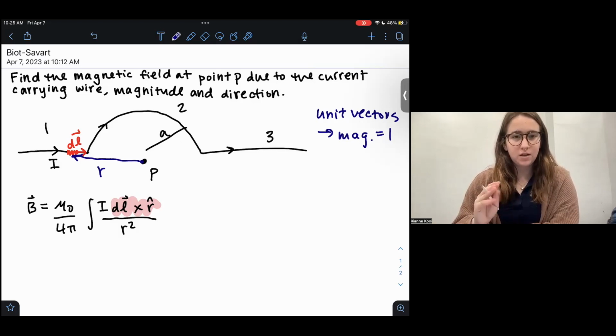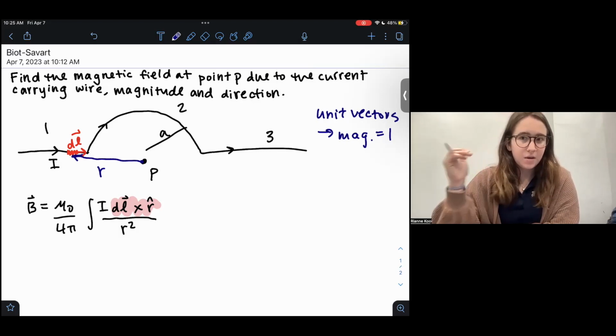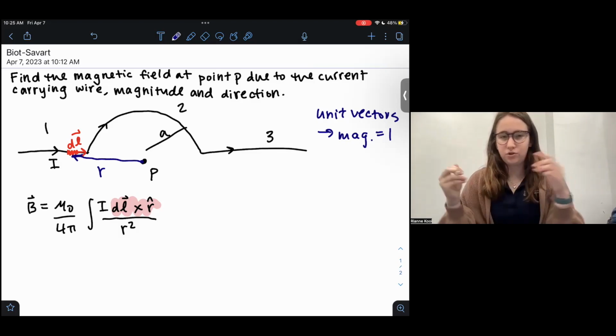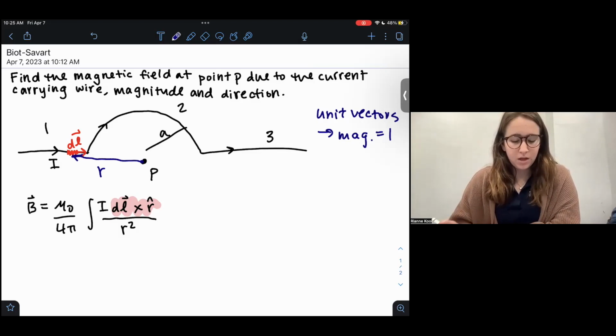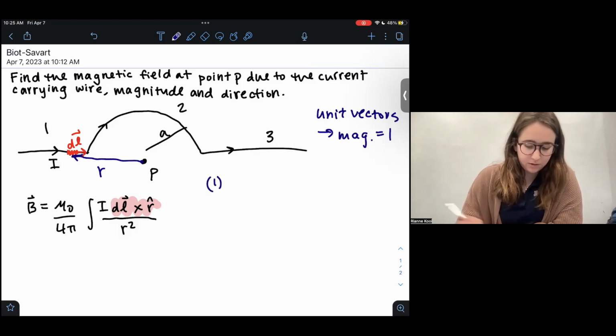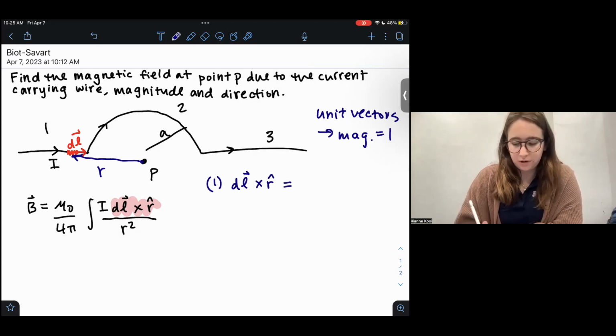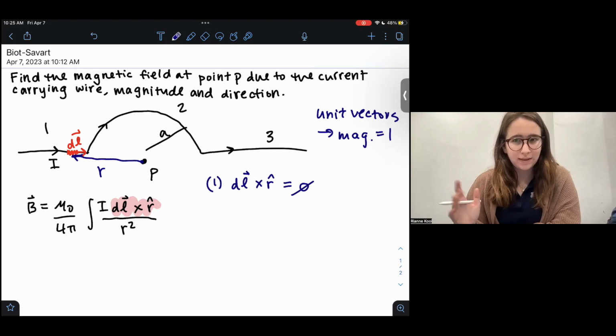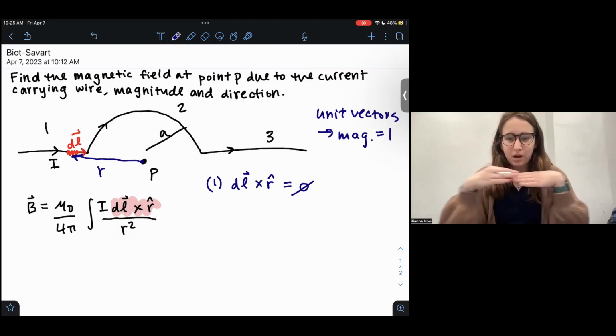I drew this a little bit poorly because P isn't exactly perfectly straight, but let's pretend that it is perfectly in line and exactly horizontal to each other. They're anti-parallel. What that means is that for our first part, dl cross r hat is equal to 0, because the angle between them is 180 degrees, or 0. There is no angle between them. They're right on top of each other.